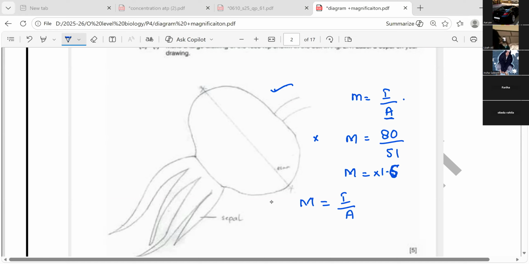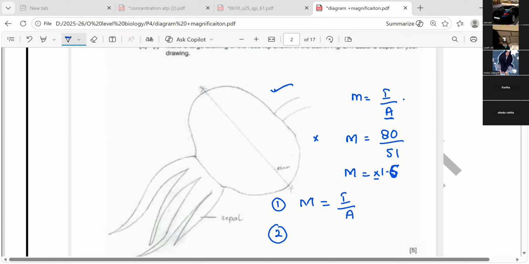Miss, if it's 1.56, won't we just keep it 1.5 because that's the standardized? No, if it is 1.56, we should round it off. We should write it as 1.6. Okay. And we should write x before it.